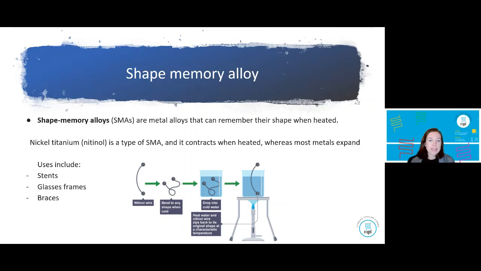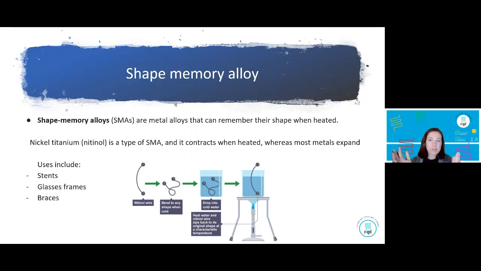Really, really clever. You can see in that diagram there, you've got a nitinol wire, it's bent into any shape, pop it in cold water, nothing happens, heat that water, and the nitinol wire will pop back into its original shape. Now, I have got some of these, but they are shaped like paper clips, and with a regular paper clip, okay, if you changed its shape, it would stay like that. However, with a nitinol paper clip, you can twist it into all kinds of shapes, pop some hot water on it, and it will return to its original shape, okay?